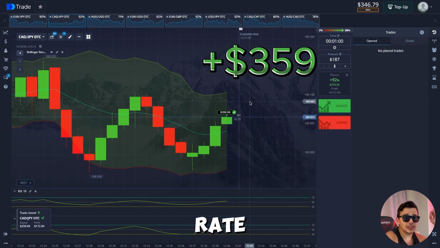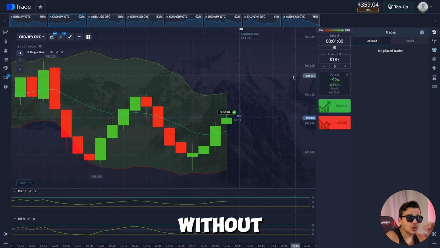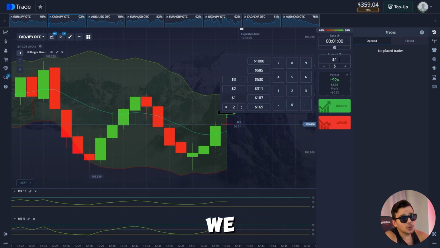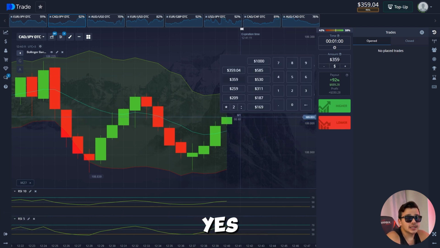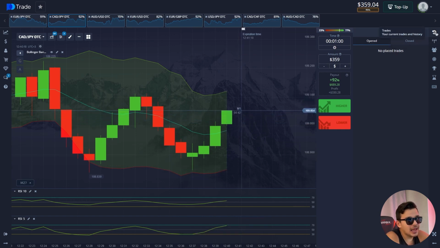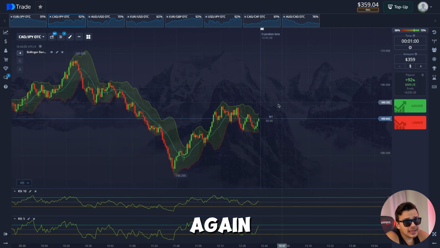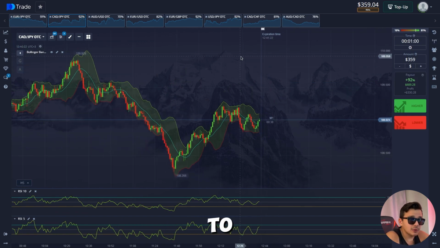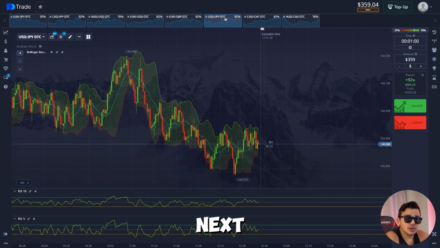And the next trade closes again on the plus side without any problems. We didn't have our signal here, yes, but we opened on the trend. In general, I was sure that the dynamics will go up. Let's now open up again on the upside. I'll try to find a clear signal. Let's pick up the next currency pair.